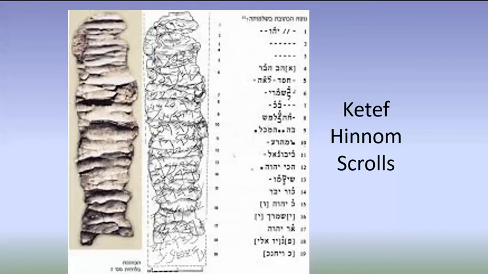This is one called the Ketef Hinnom Scrolls. It was just discovered in 1979, so not too long ago, in a burial chamber near the old city of Jerusalem, and it was an amulet scroll that would be worn around the neck of the owner, and it took 3 years to unwind because it was so compact, just so you know.